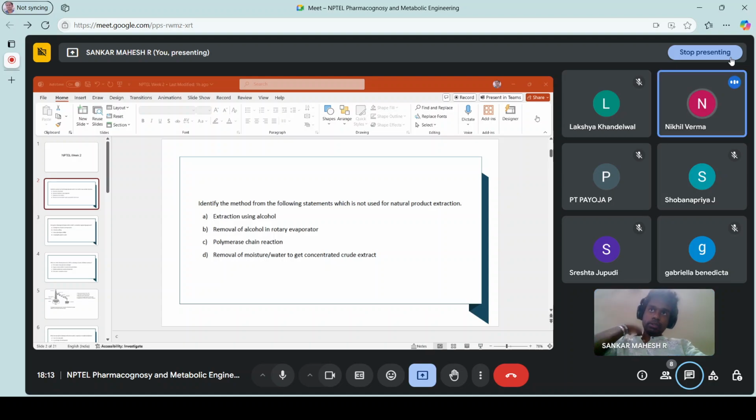So PCR is used for multiplying the DNA base of interest. It is not used for extraction of natural product. Okay. So that is the correct answer.